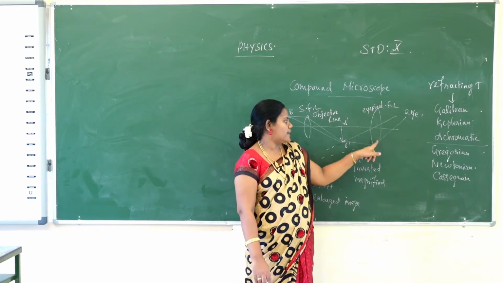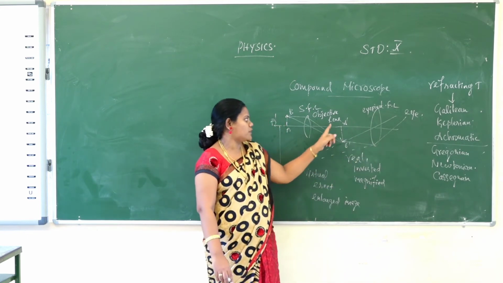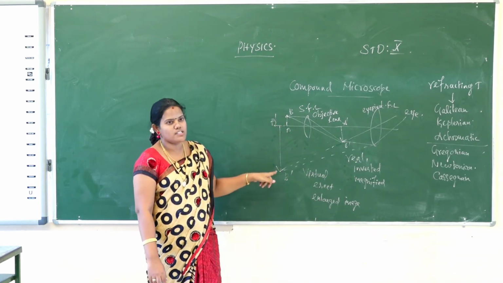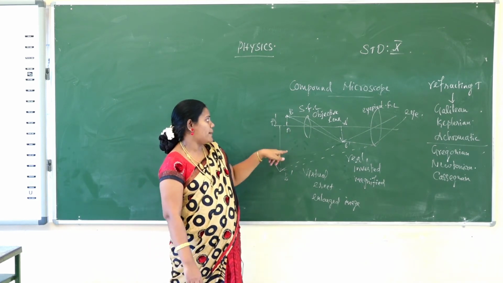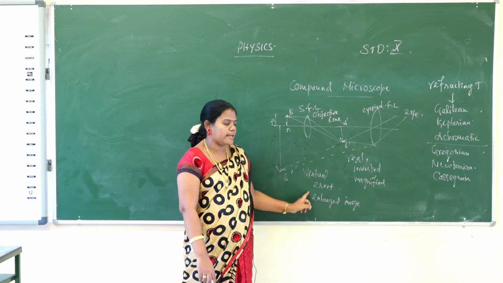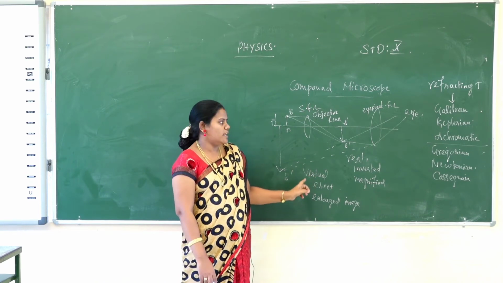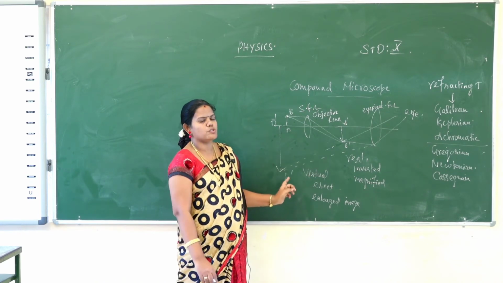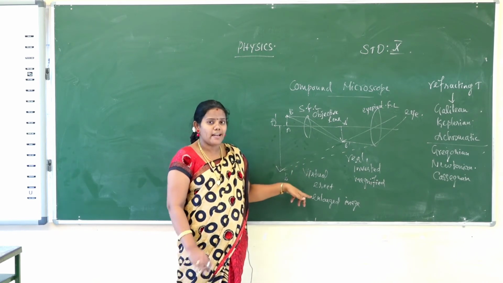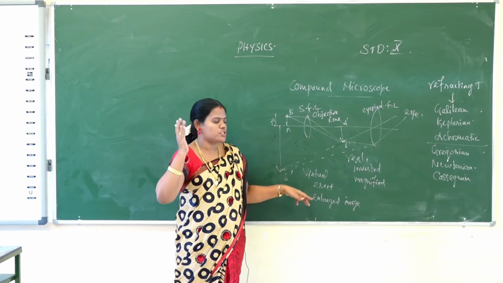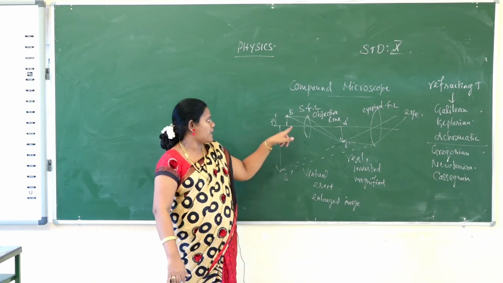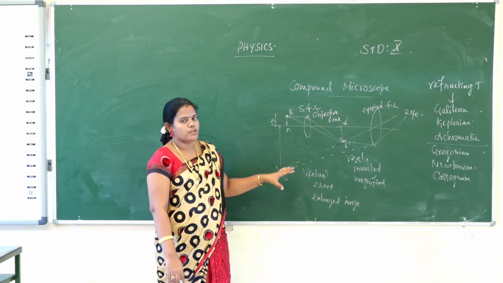The eyepiece lens produces an image with respect to that image. So the final image is very enlarged compared to the object. The image is virtual, erect and enlarged. Virtual image means it is not a real image. Erect image means a straight image. So it is a straight and enlarged image, a very big size compared to the object. So that is the compound microscope.